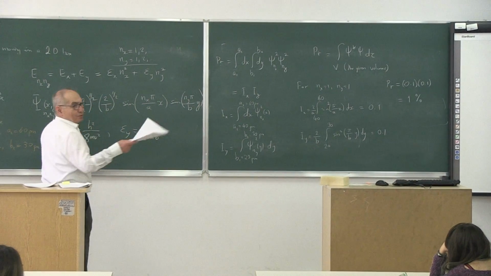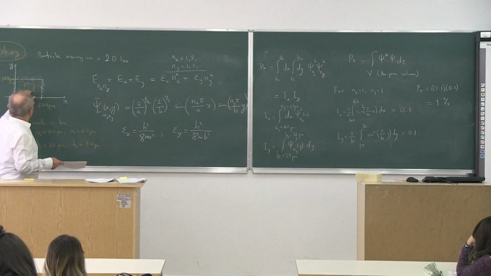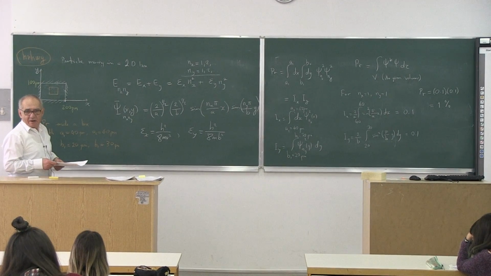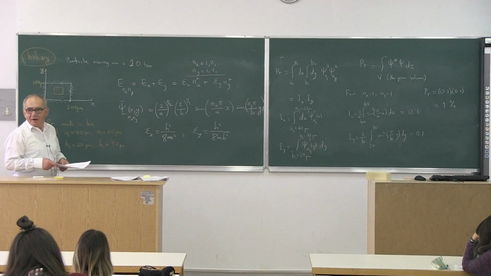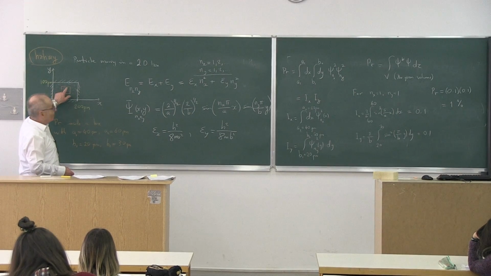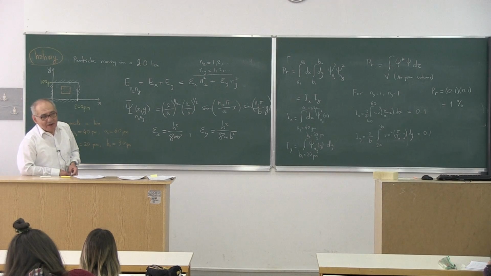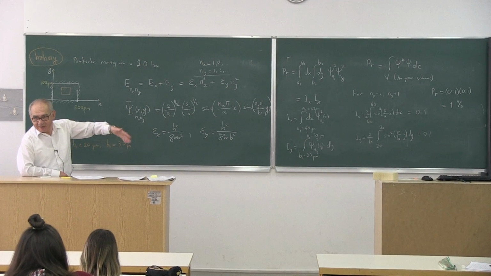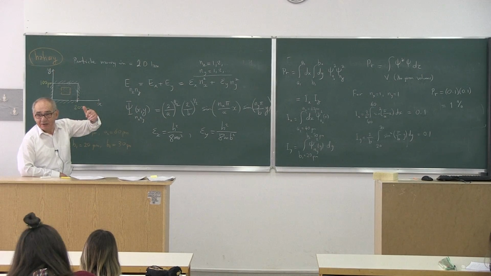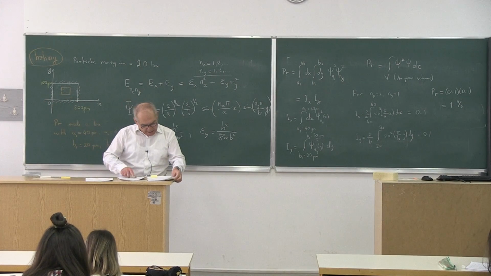So in the ground state, probability of finding the particle anywhere inside this tiny box is 1%. What is the probability of finding the particle outside of this smaller box? 99%. The remaining, because the total probability for the entire box has to be 1. Okay.